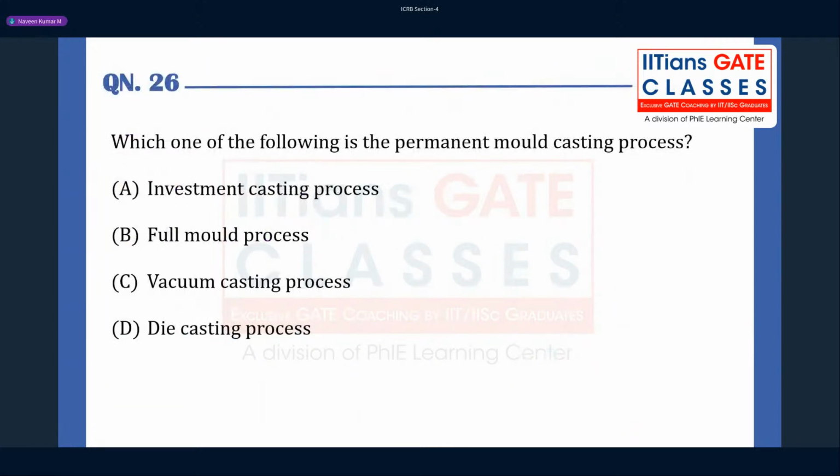Which one of the following is permanent mold casting process? Permanent, right? Casting molding techniques are of two types: one is permanent and one is not permanent. What is permanent and not permanent? In the sense that you can reuse the material of the mold cavity. If you made the mold cavity and you can use it again and again without destroying it, then it is called a permanent mold cavity.